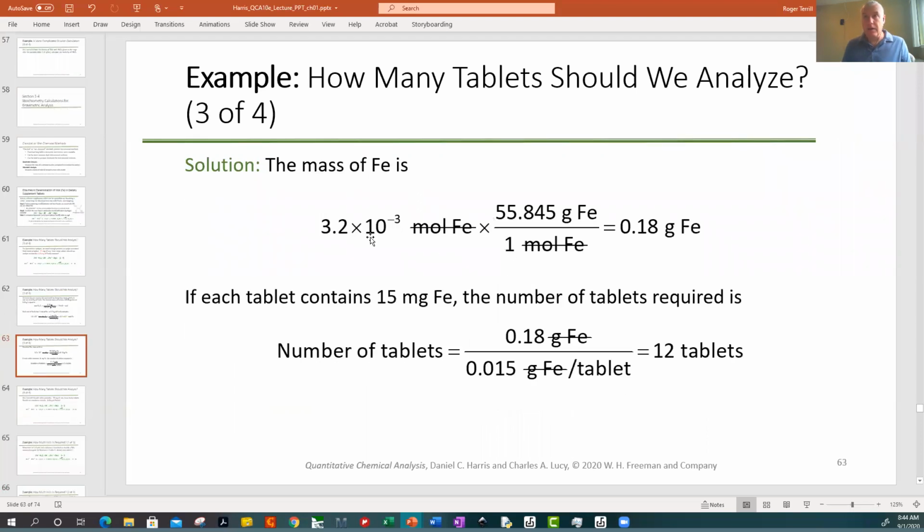And then 3.2 millimoles, we convert that to grams using the formula weight of iron. And that gives us 0.18 grams of iron. Now each tablet contains 15 milligrams. So what we do is we take 0.18 grams here, and we divide that by 15 milligrams per tablet, 0.015 grams per tablet. That comes out to 12 tablets. So 2 sig figs here is all we do. This might not be exact, but it doesn't really matter. If you got like 11.5 or 12.5 or whatever, you just say 12, because all you're doing is shooting for an approximate amount.